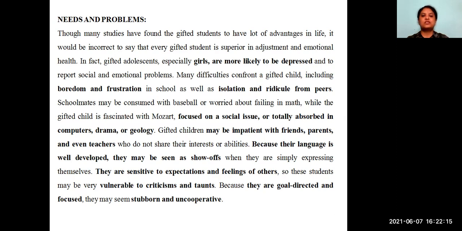Schoolmates may be consumed with baseball or worrying about failing in math, while the gifted child is fascinated with Mozart, focused on a social issue, or totally absorbed in computers, drama, or geology. Gifted children may be impatient with their friends, parents, and even teachers who do not share their interests or abilities. Because their language is well developed, they may be seen as show offs when they are simply expressing themselves. They are sensitive to the expectations and feelings of others, so these students may be very vulnerable to criticism and taunts. Because they are goal directed and focused, they may seem stubborn and uncooperative. So these are the problems which gifted children undergo.